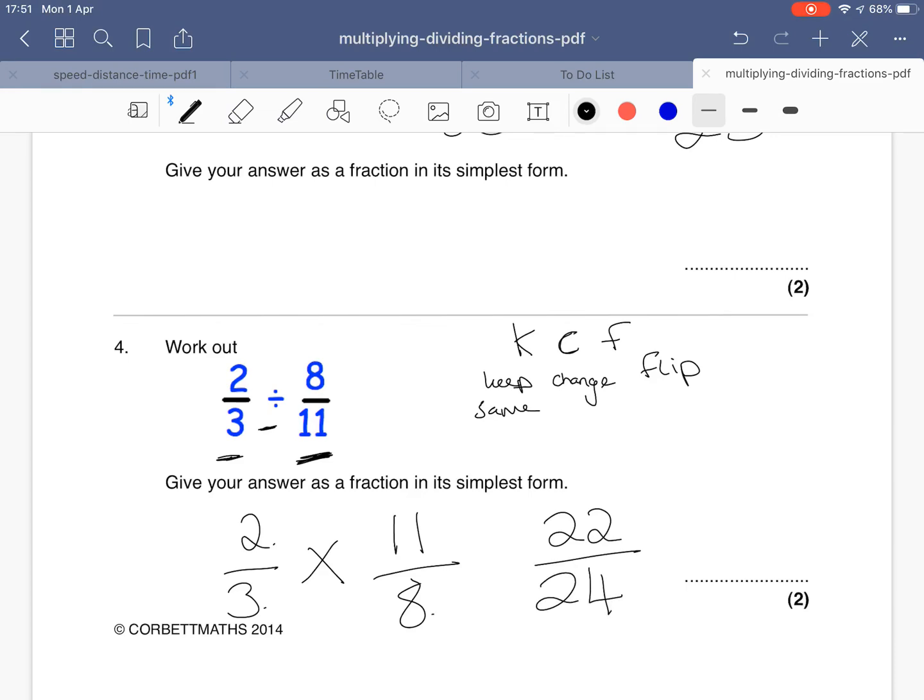So 22/24, and they want it in its simplest form. Whenever they say that in the question, you're guaranteed it's going to be able to simplify. So immediately I can think, well, 2 goes into both of those numbers, so I'm going to divide them both by 2. So 22 divided by 2 is 11, and 24 divided by 2 is 12. So that's how you divide fractions.